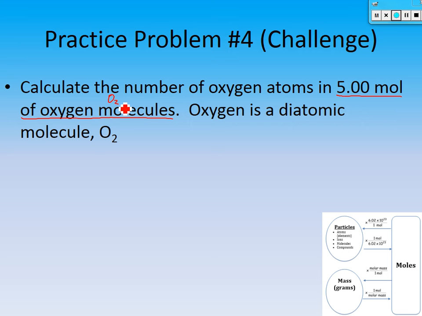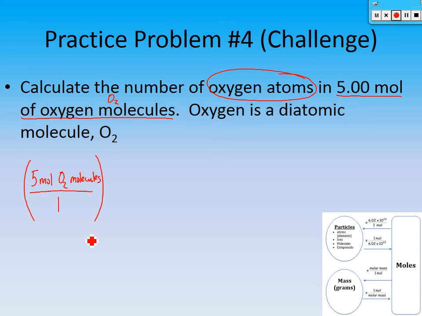Okay, now let's circle what they want us to find. What is it that they want us to find? And it says calculate the number of oxygen atoms. So I'm going to circle oxygen atoms. All right, that's step 1. Step 2, let's write down what they gave us, which we underlined, 5 moles. And I'm going to put O2 for oxygen molecules. And let's put that over 1. Okay? So that's what they gave us. That's step 2. Now step 3, let's go to the roadmap down here.